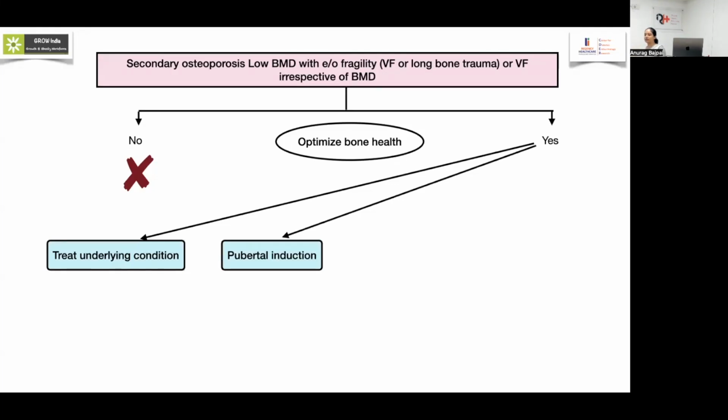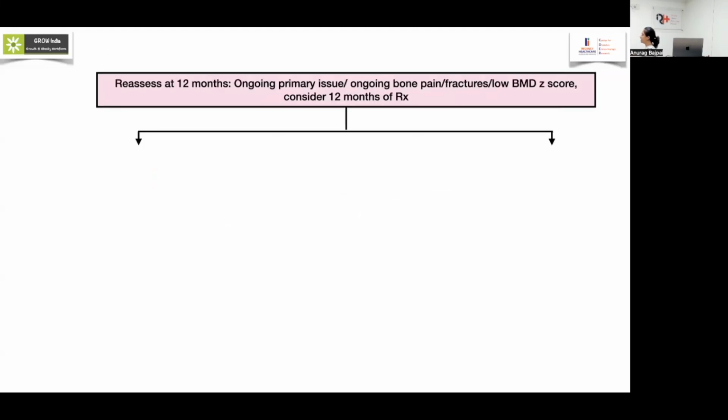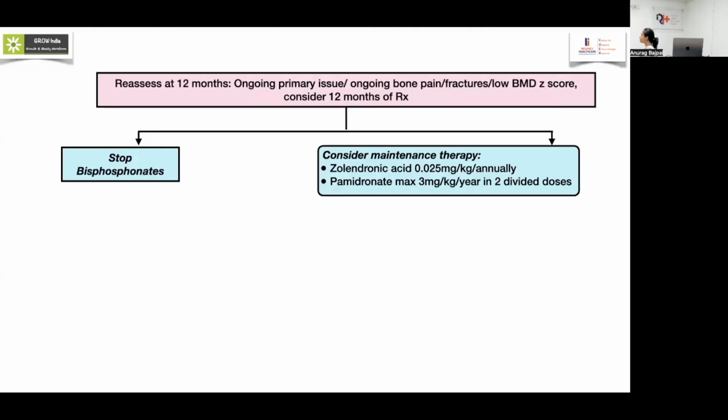Pubertal induction wherever applicable, especially in children with hypogonadism, and you give similar doses of zoledronate and pamidronate, but here the therapy will be continued for 12 months, and then you reassess at 12 months to decide whether or not to continue. Wherever possible, try discontinuing bisphosphonate in children with secondary osteoporosis.